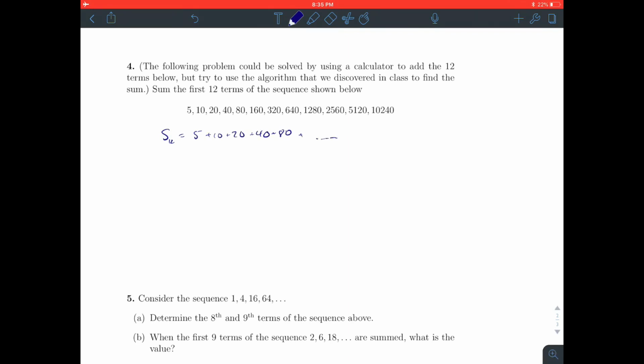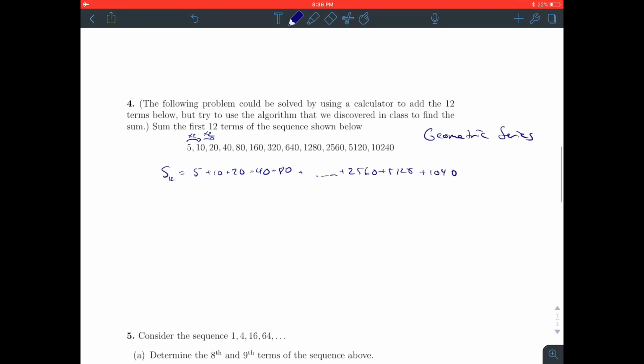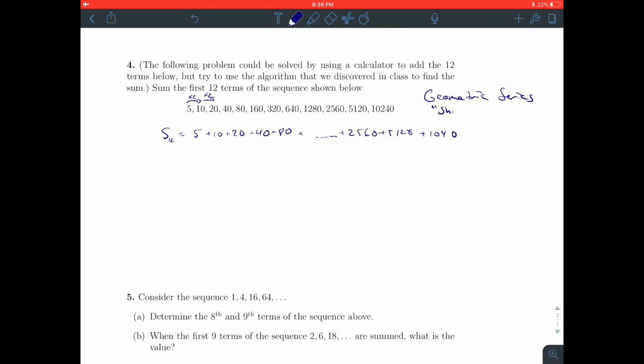plus ... 2560 plus 5120 plus 10240. So this one's a little bit different from some of the sequences we've seen before. This one, the pattern is times 2 each time, which makes this a geometric series. So because this is a geometric series, what we have to use is what I called the shift method in class. And so the idea with the shift method is we need a way that will shift the 5 into 10, the 10 into 20, the 20 into 40, to shift this whole sequence one term ahead.